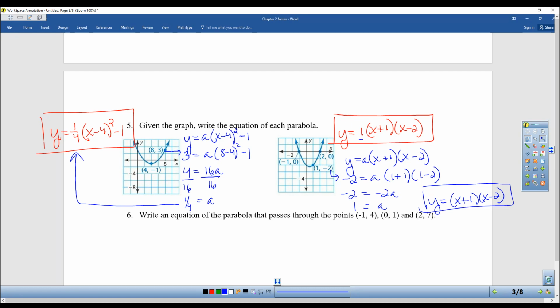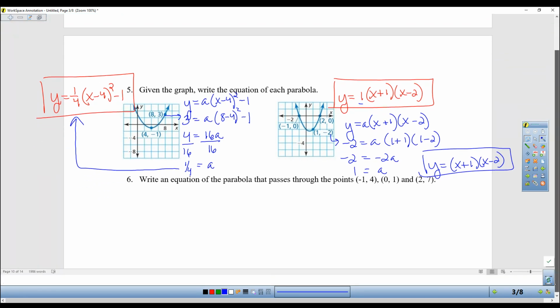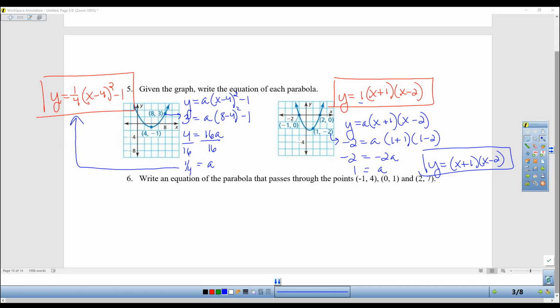So obviously, if you were taking a test and you didn't even think to find a, you would have gotten lucky on this one because you just wrote the equation without even thinking about a. But I'm always going to be looking for the work. On every test and quiz, the answer is always worth 1 point. To get the rest of the points, you have to show the work.